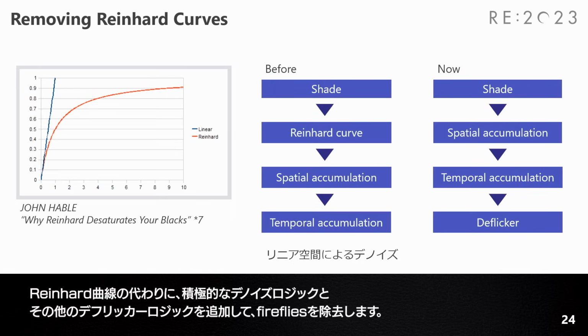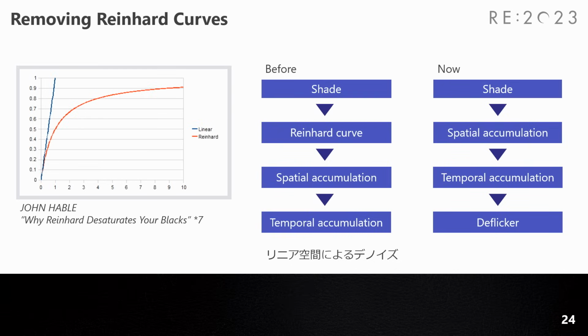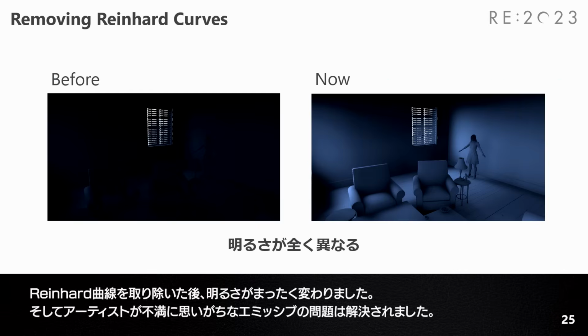Instead of using Reinhard curves, aggressive denoiser logic and other deflicker logic are added to remove fireflies. Compared to the previous method, it's not easy to remove linear color noise. Additional steps are added, but we will touch on this later. After the Reinhard curve is removed, the brightness is totally changed, and the emissive brightness issue that artists tend to complain about is solved.